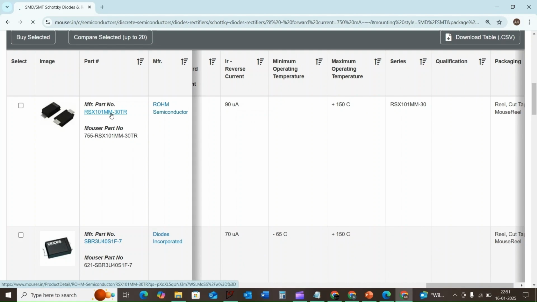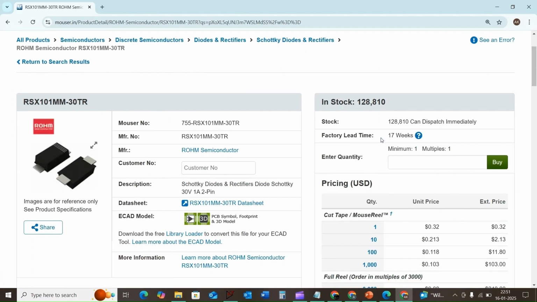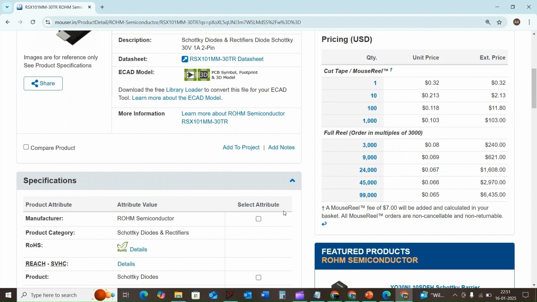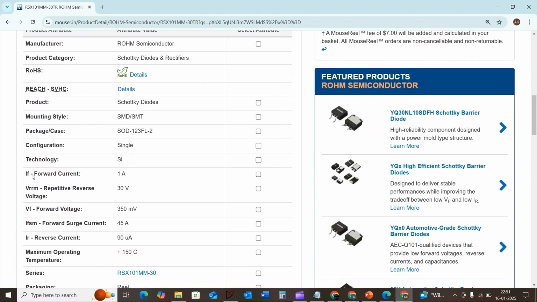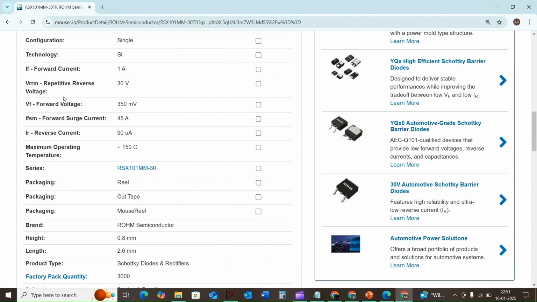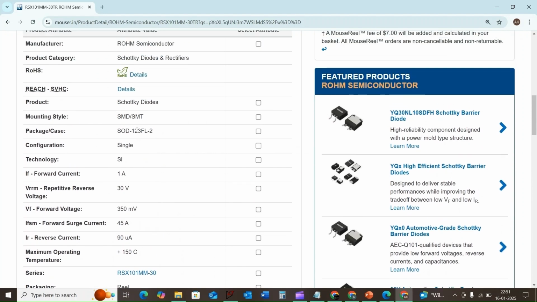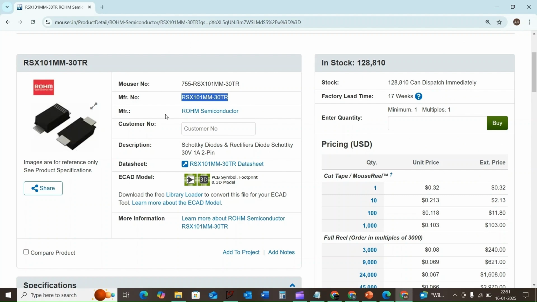Let us go inside. Let us verify there is sufficient stock, and the unit price is $0.32. As we have discussed, the forward current is 1 amp, the reverse voltage is 30 volts, the forward voltage is 350 millivolts, with the package SOD-123FL. We can consider the diode part number as RSX101MM30TR.